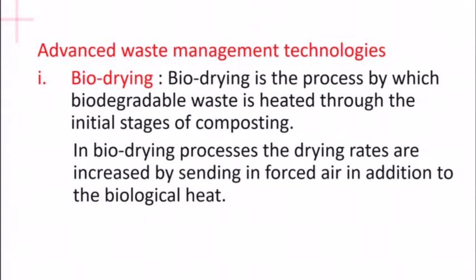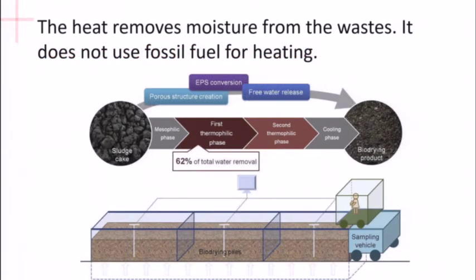1. Biodrying. Biodrying is the process by which biodegradable waste is heated through the initial stages of composting. In biodrying processes, the drying rates are increased by sending in forced air in addition to the biological heat. The heat removes the moisture from the waste. It does not use fossil fuel for heating. Biodrying does not affect the biodegradability of the waste. Biodried waste will still break down in the landfill to produce landfill gas and hence potentially contribute to climate change.